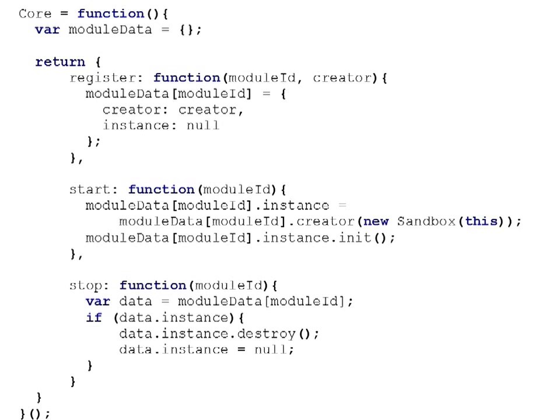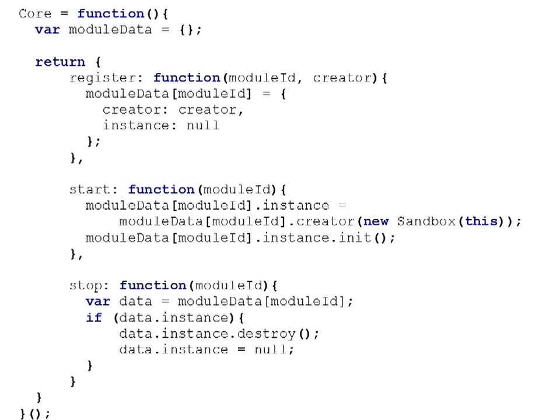So again, with some pseudocode, your core might start to look like something like this, which has a register method, which I actually showed a little bit earlier, that just says, what's the module ID, and then what's the function to call when I want to create that module. And then a start method and a stop method that just allows you to start and stop a particular module.